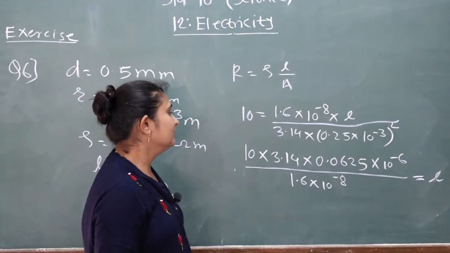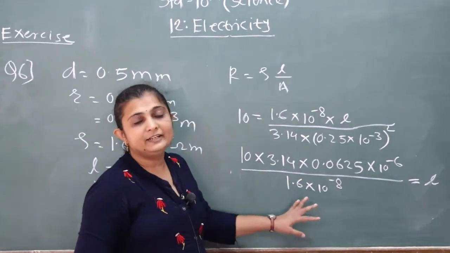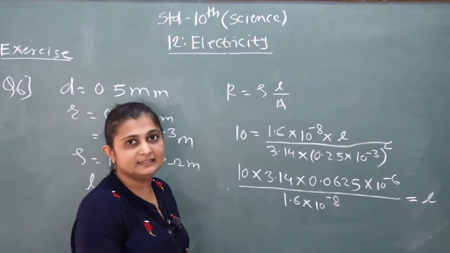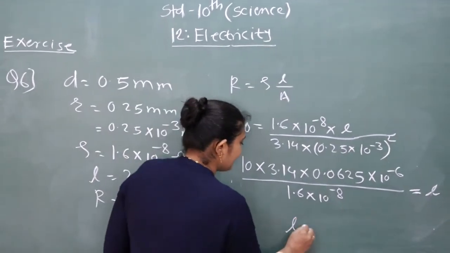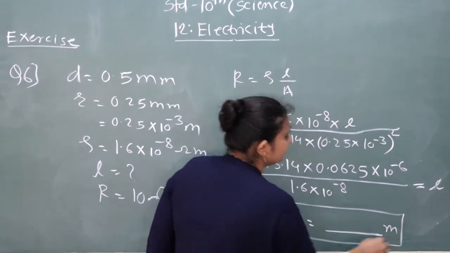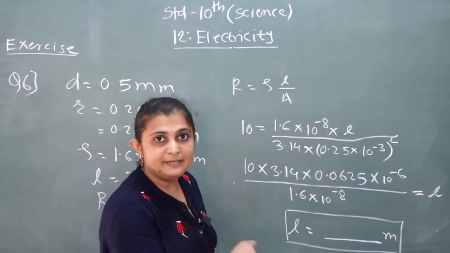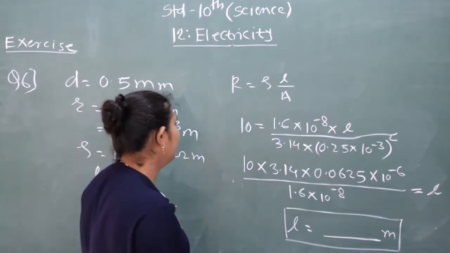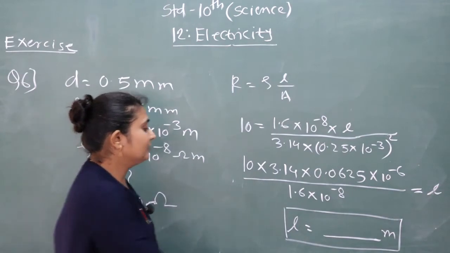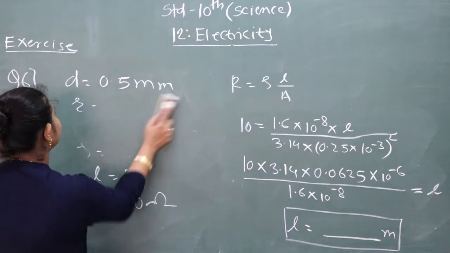Now student, solve this calculation yourself and find the answer of this L. This is homework for you. L is equal to dash, and that answer will be in meter. Now the second part of this question we will solve here. Calculate the value of L and write in comment section.